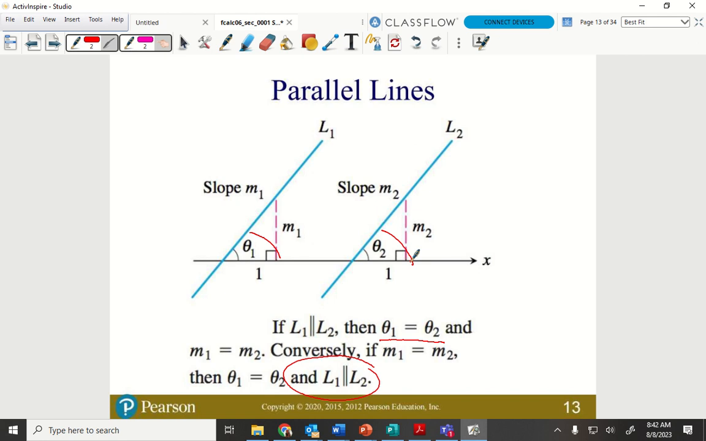No, not interior. Parallel lines cut through a transversal. My transversal is line X. No, it's not alternate. Here's a hint. They're not alternate. Are they on the same side of the line? Yeah, they're on the same side.